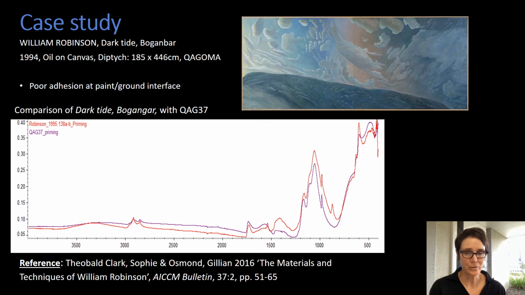Robinson generally prefers to use commercially prepared canvas supports with an oil-based lead white priming. Analysis of the commercial priming of this painting found zinc stearate at the top ground layer of Dark-Tide Boggenbar.